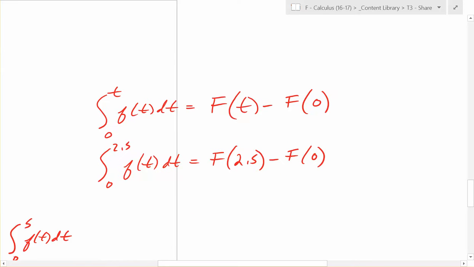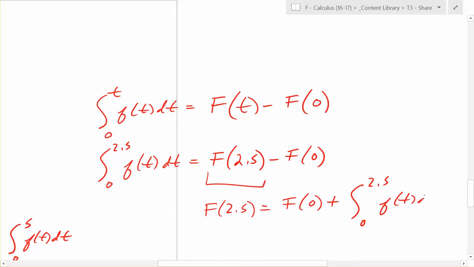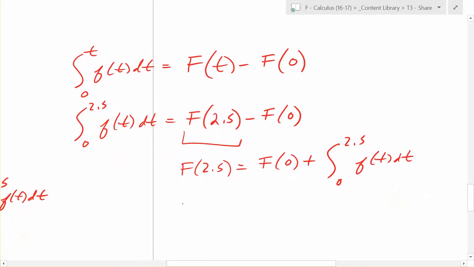So if I wanted F of 2.5, can I isolate it? Sure. What is F of 2.5 going to be equal to, Natalie? F of 0 plus the integral from 0 to 2.5 of f of t dt. Similarly, what's F of 5 going to be equal to? F of 0 plus the integral from 0 to 5 of f of t dt.